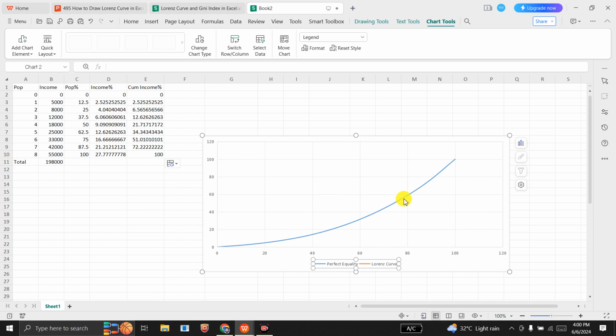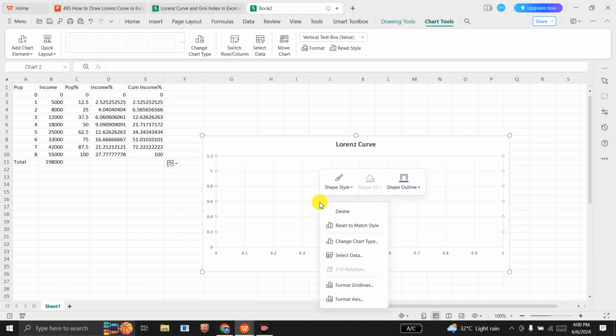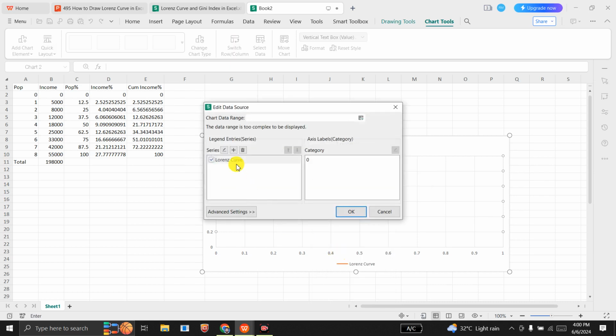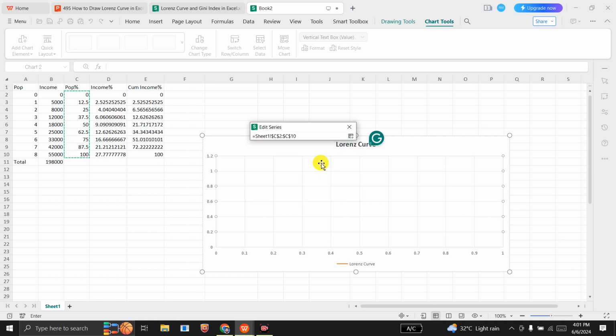Let me do it again. So this is the line of perfect equality. For perfect equality, I must write perfect equality, and for perfect equality, my x-axis is this. Sorry, this.